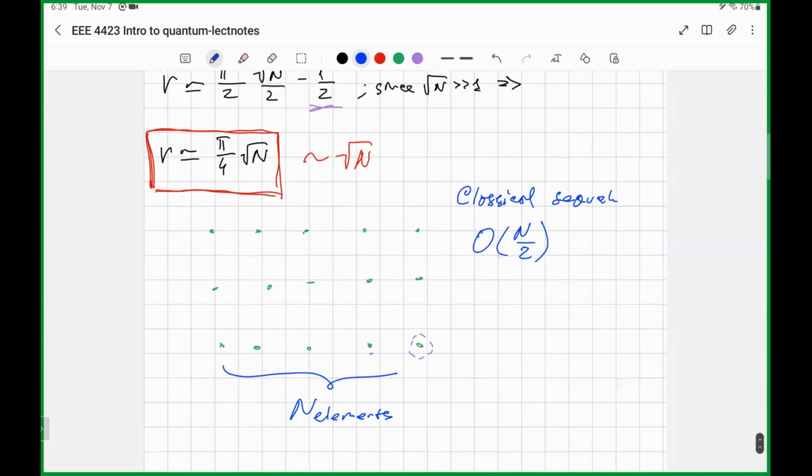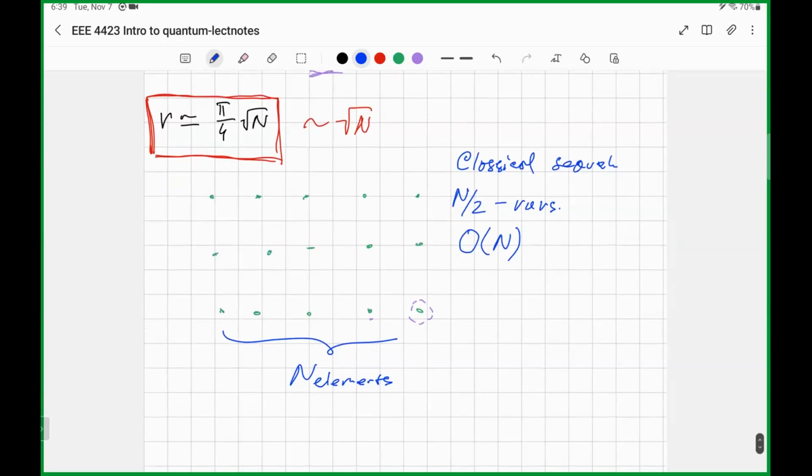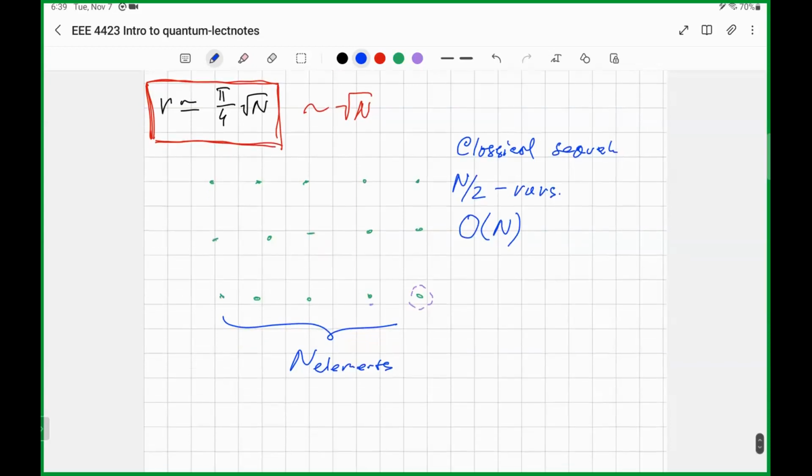Let us write this. Classical requires n over 2 runs. So it definitely scales as a factor of n, right? The larger n, the larger number of runs to find the right element. In contrast, quantum Grover's algorithm gives us the factor of square root of n.